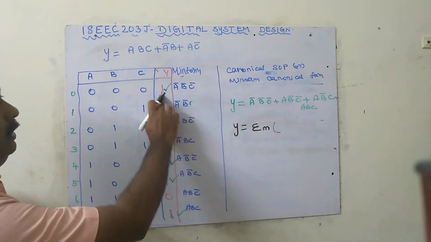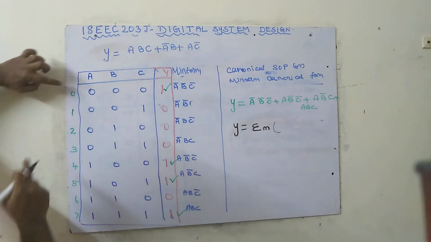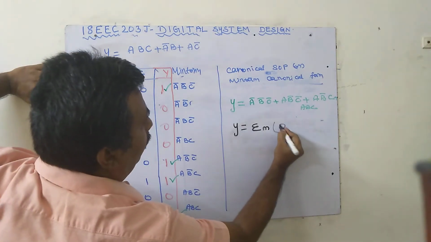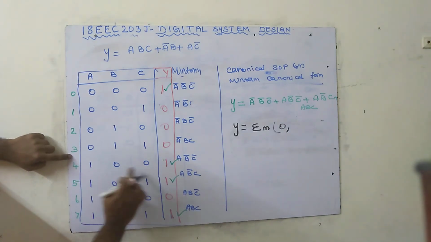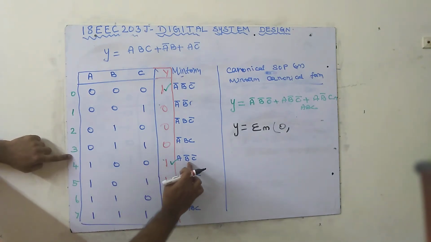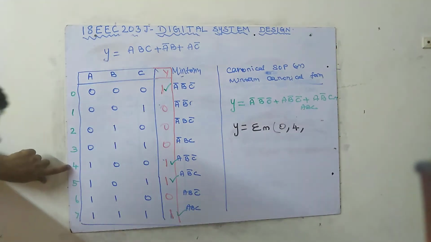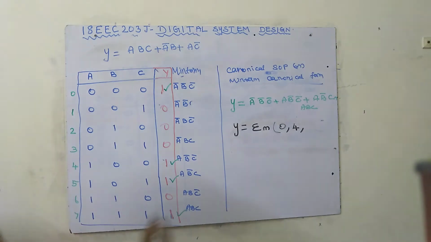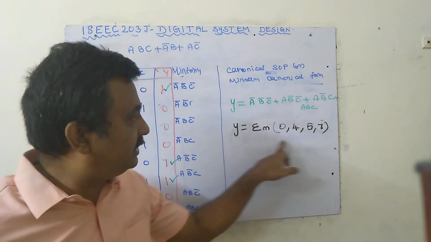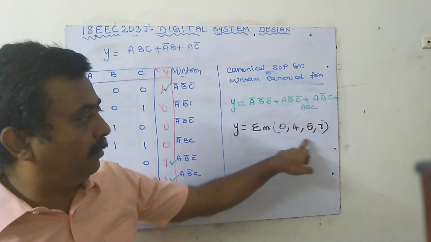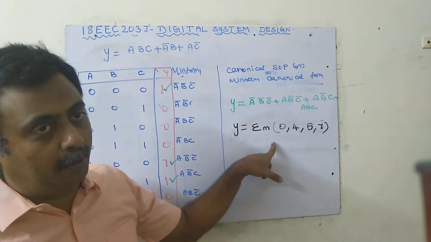This is the combination 0, 0, 0. Its equivalent decimal number is 0, so here they will put 0. Next, for the combination 1, 0, 0, the product is A B bar C bar, and the equivalent decimal number is 4. Next, 5 and 7. From the examination point of view, they will give only this type of equation, y equal to sigma m of. Given such an equation, we immediately have to say how many variables the problem has.